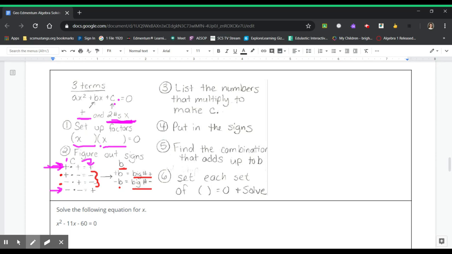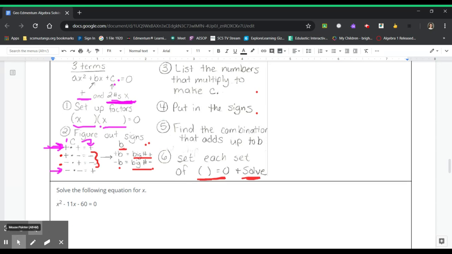Third, you're going to list the numbers that multiply to make c, just the c values, kind of like we were doing above whenever we were looking for our greatest common factors. The fourth thing we're going to want to do is put our signs in, like we figured out here. And then fifth, find the combination from our c's and the signs that add up to make our b value. And then set each of the factors, or the parentheses, equal to 0 and solve. So this is like what we were doing in the first couple examples.